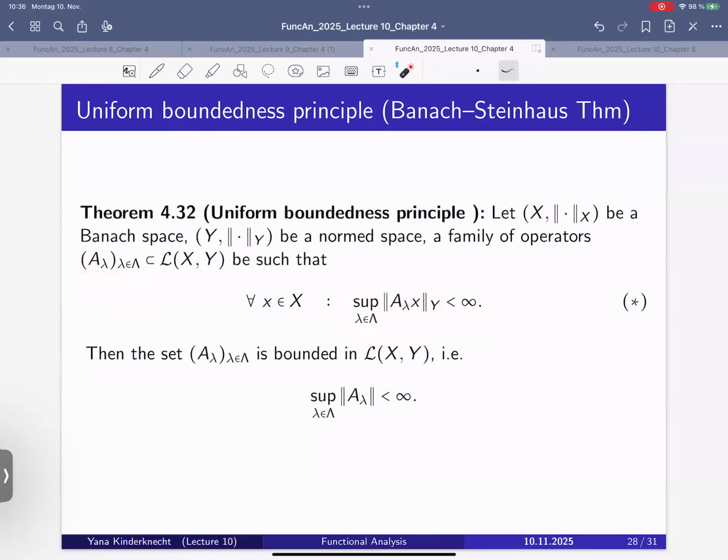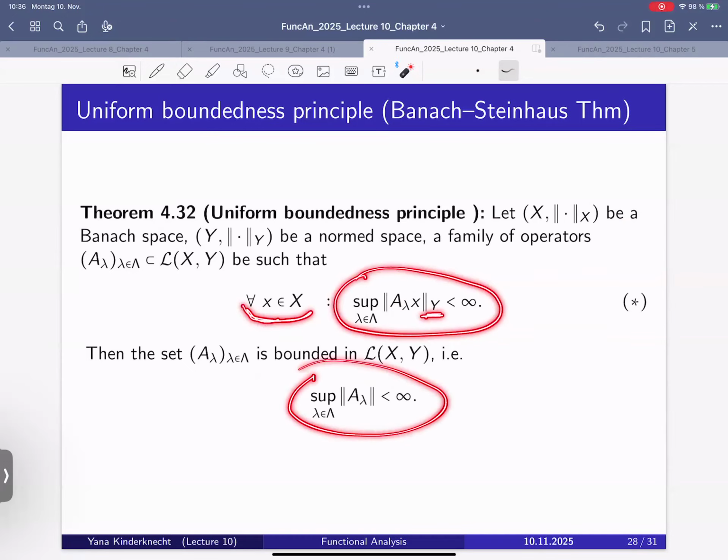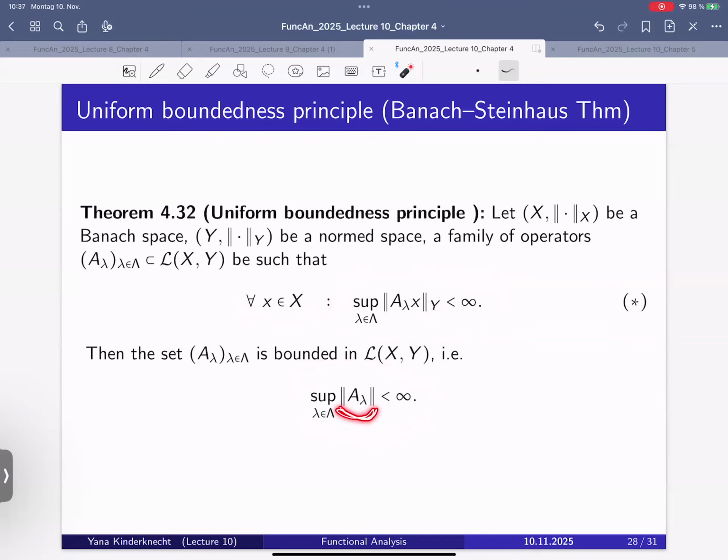Then the statement is as follows. This estimate leads to this estimate. This is a kind of upgrade, because here for each fixed point we have this estimate for the norm in Y, and here we have the estimate for the operator norm of each operator A_lambda. This means that this family, as a set in this space, is a bounded set, and we have such an estimate.